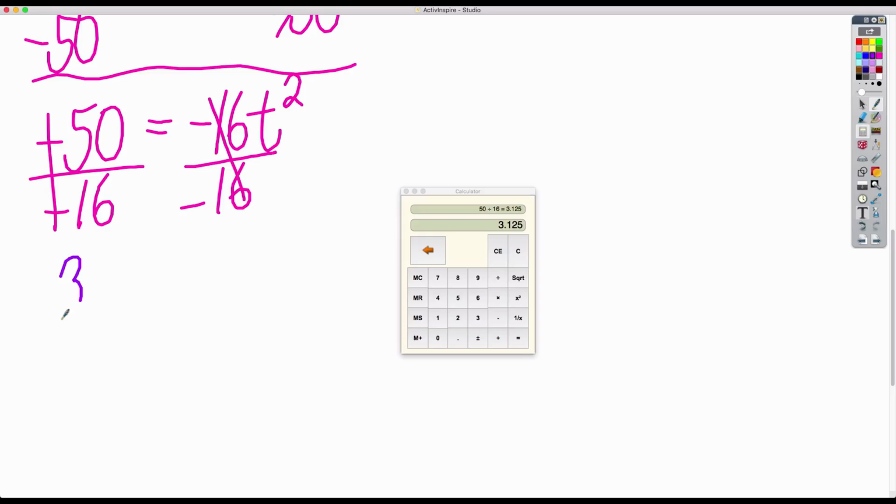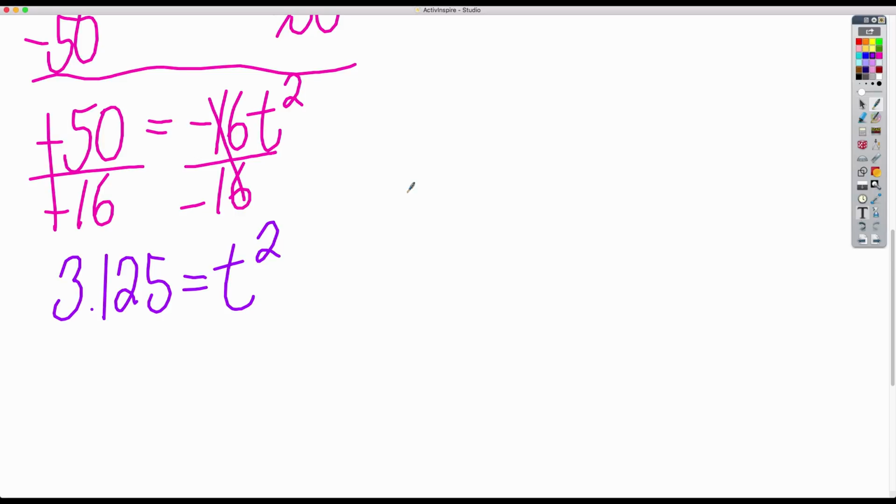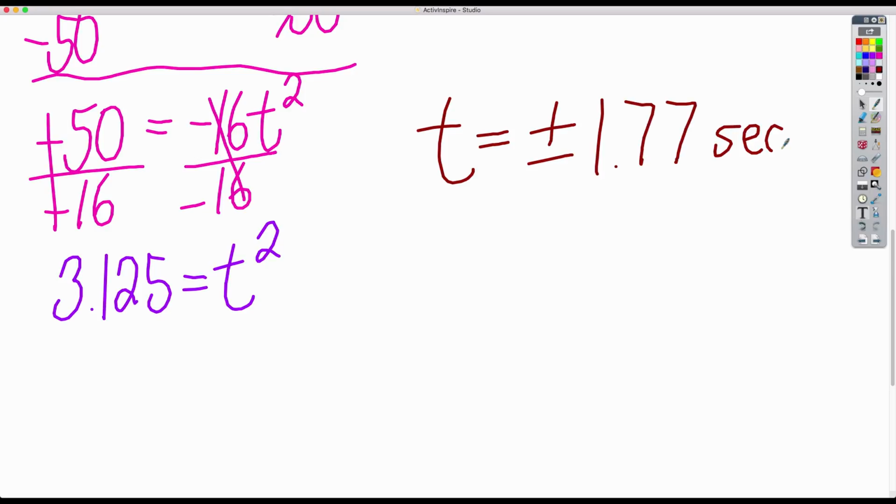We've got 3.125 equals t squared. So now, square root on your calculator. And so it should take about 1.77 seconds. Now technically, we get t equals plus or minus 1.77 seconds, because we're not going back in time. So it's 1.77 seconds.